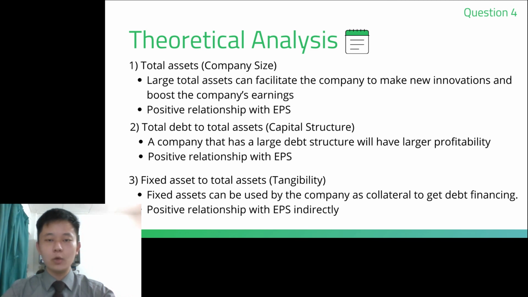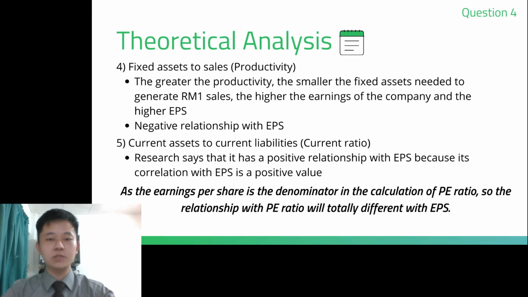For the productivity, we found that the greater the productivity, the smaller the fixed assets needed to generate 1 ringgit Malaysia of sales, the higher the earnings of the company and the higher the EPS. Hence, fixed assets to sales will have a negative relationship with EPS.